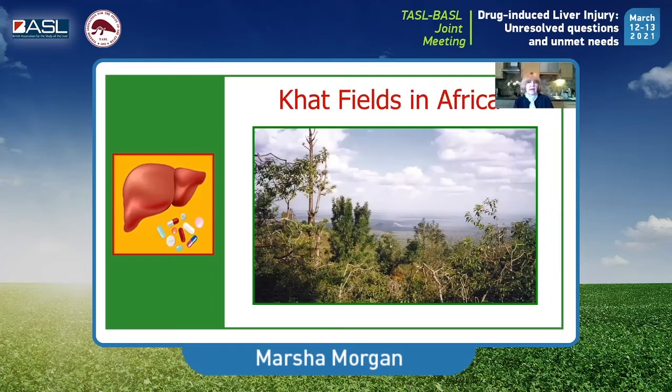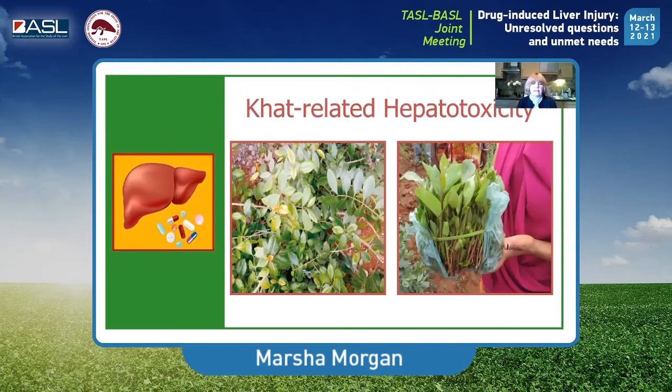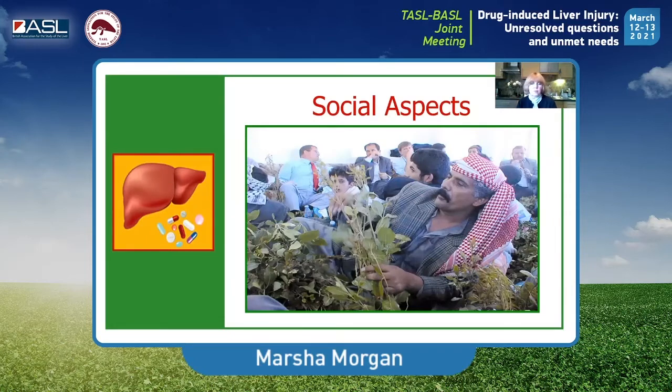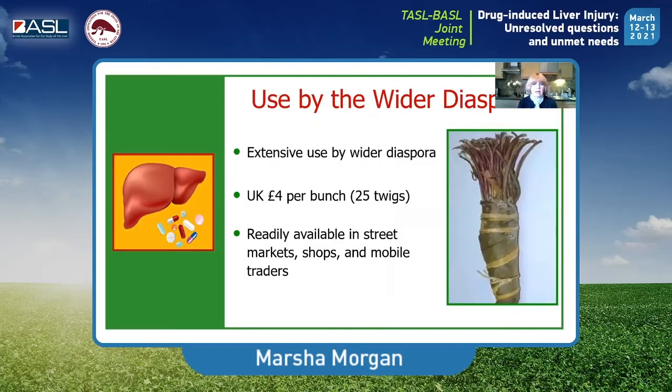Here are pictures of the khat fields in Africa, where it is actually harvested and produces a vast income for the countries concerned. The leaves and the shoots are collected, and then they are chewed in these social gatherings called mafresh that take place every day, where in this instance you can see men gather, chew on the khat and chew on the khat. However, it's also being used by the wider diaspora and extensively so, despite the fact that it is banned in most countries in the world. In the UK, for example, you can buy a bunch of 25 twigs from street markets or mobile traders for as little as £4.